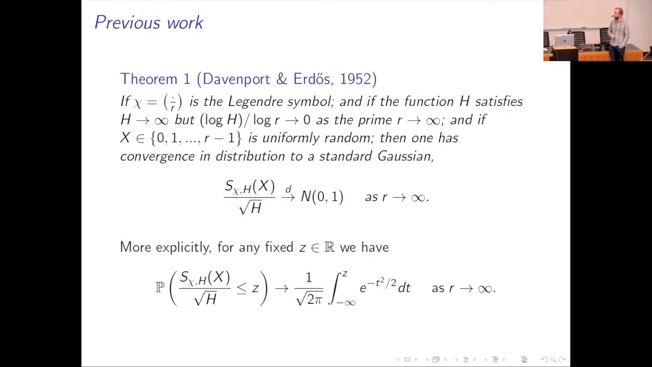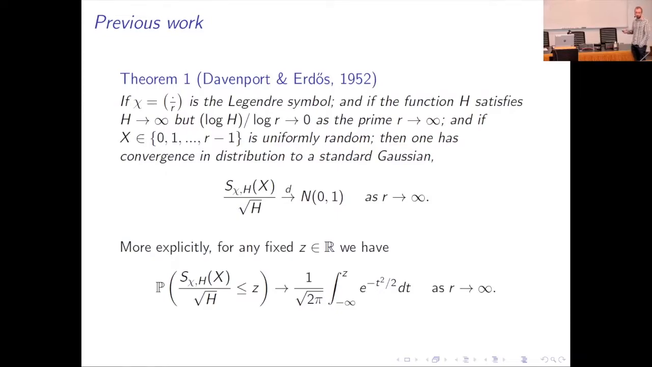Right. So this problem has been studied before. I think it was first studied by Davenport and Erdős in the 50s, in the particular case of the Legendre symbol. And so they showed that under some conditions on the length function h, which I'll come back to in a minute, if you take the character sum and you rescale it by the standard deviation, so square root of the length of summation, and you look at this where the start point of the sum is uniformly random over all the possible values, so uniformly random between 0 and r-1, this converges in distribution to a standard Gaussian, a normal one.